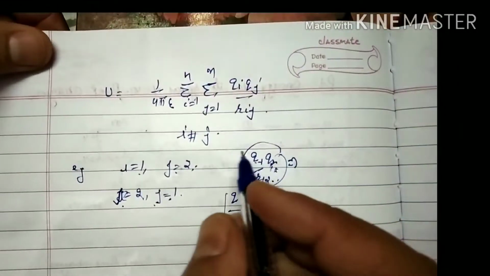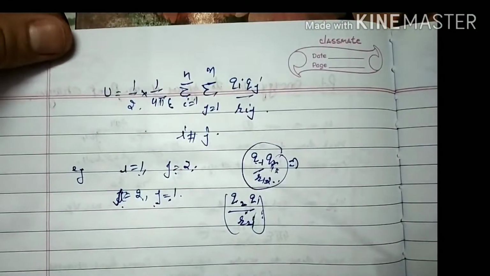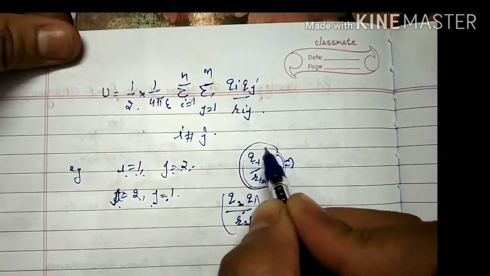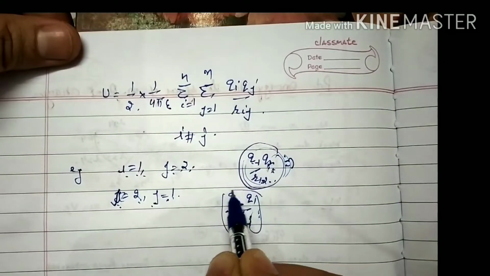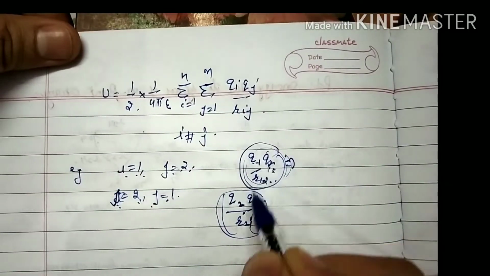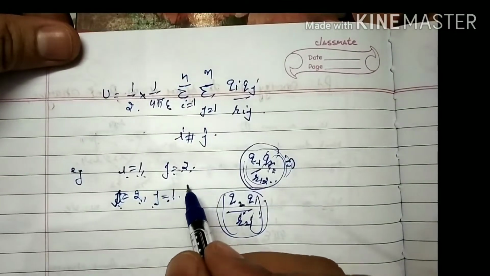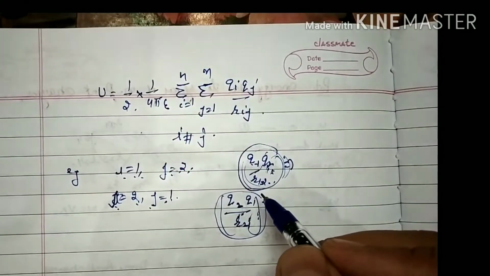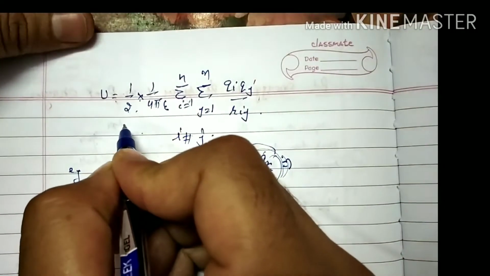So what we will write here, we will multiply this equation with 1 by 2. Again when we take i equal to 1, j equal to 2, then we will get this type of equation. If we take i equal to 2, j equal to 1, then we will get the same equation. After simplifying we will get the same result. It means after putting i and j's value, we will get one term twice. So in order to avoid that, we will multiply this equation with 1 by 2.